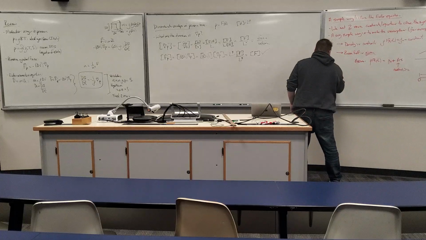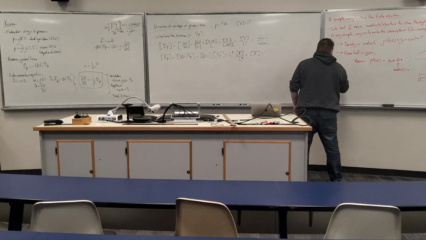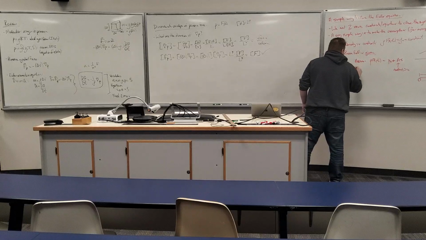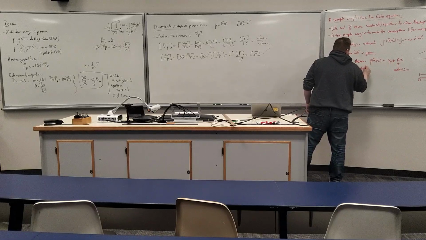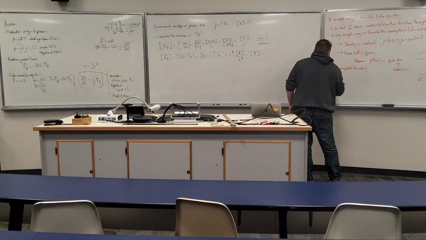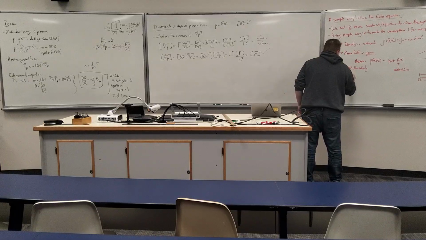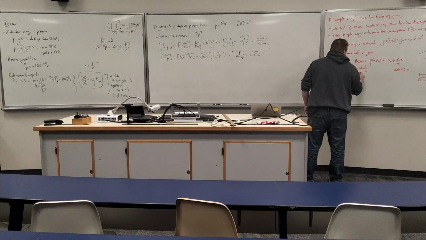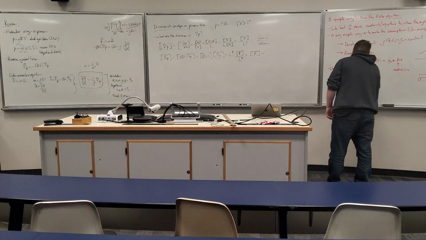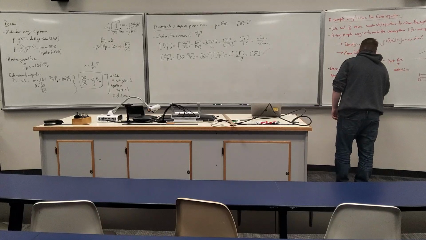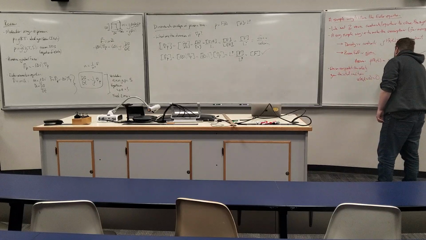So we can now predict the velocity given an initial condition. I'm going to assume that u of x and t equals 0 is 0. So we start at rest.